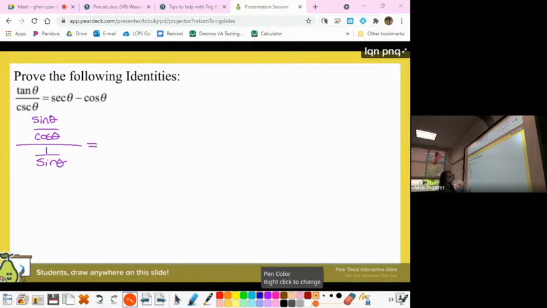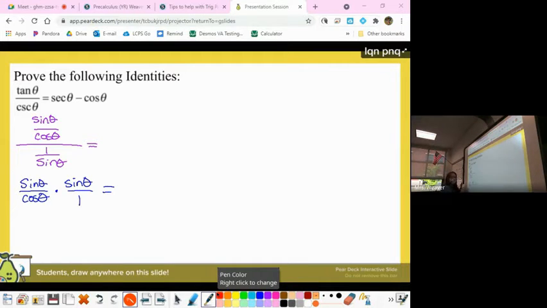In my next step, I'll go ahead and multiply by the reciprocal. So we'll have sine theta over cosine theta times the reciprocal of 1 over sine theta, which is sine theta over 1. Now, things didn't cancel away like in some of our other proofs, but when we multiply numerator times numerator and denominator times denominator, I get sine squared theta over cosine theta. That's actually what I was kind of hoping for, because the squareds can let me change to Pythagorean identities. So let's look at our Pythagorean identities.